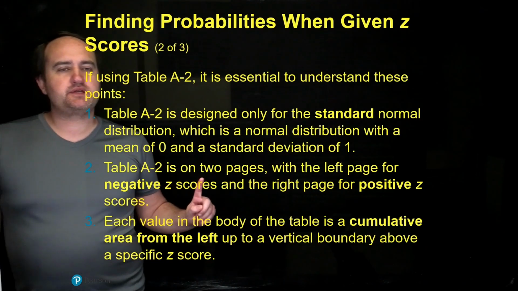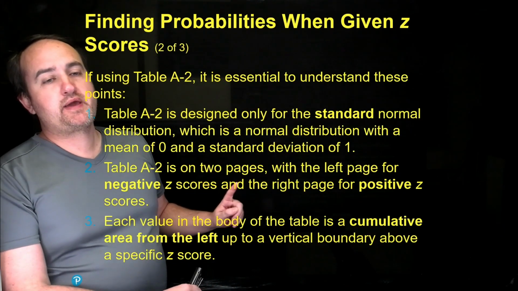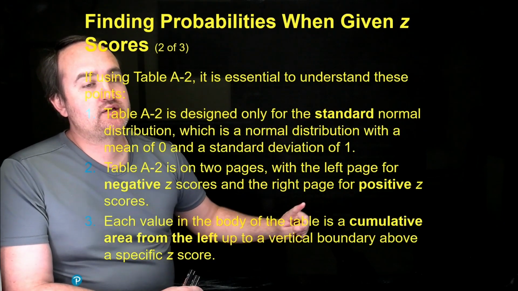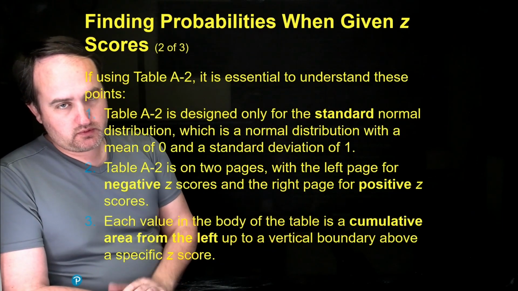The thing about table A2 is to realize that it's on 2 pages, with the left page for negative z-scores and the right page for positive z-scores. Okay?